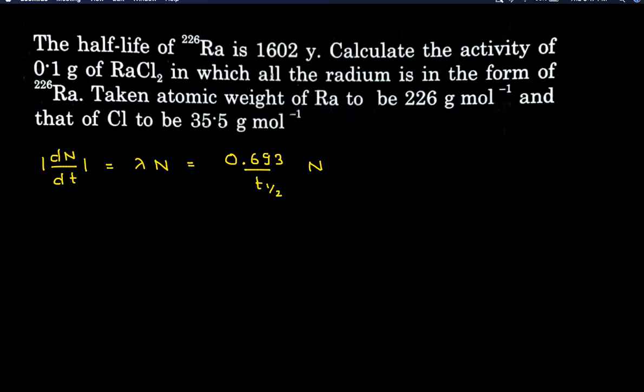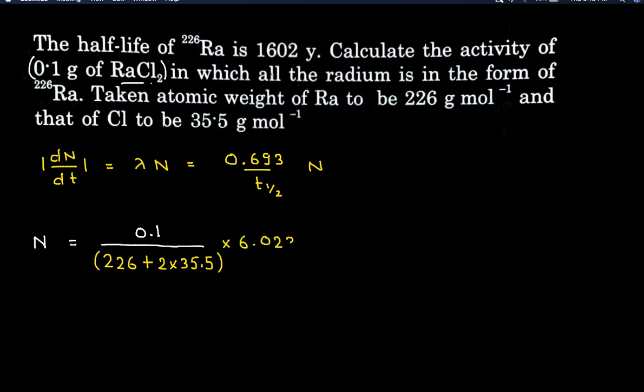How to get the number of radium nuclei? N is what? You have 0.1 gram of radium chloride. So 0.1 divided by the molecular mass of radium chloride, not the atomic mass of radium. Okay, so that is 226 plus 2 times 35.5. This into Avogadro number. Everybody understood this? Yes, sir.